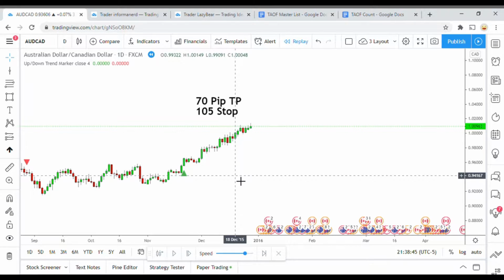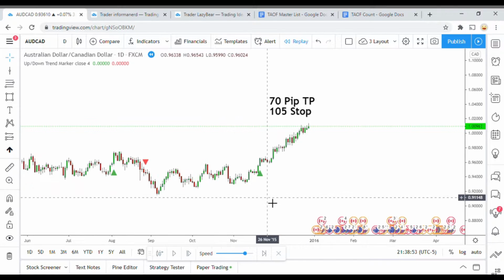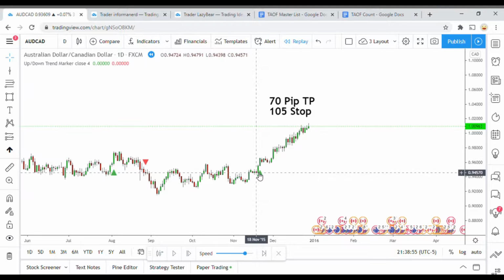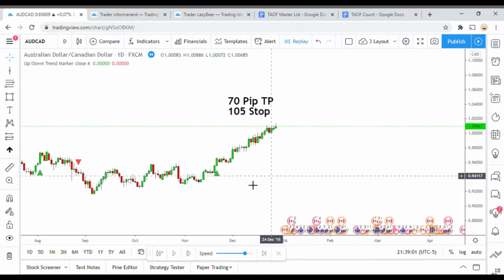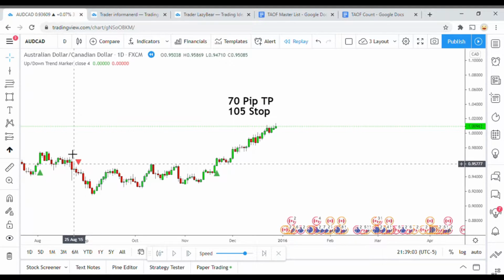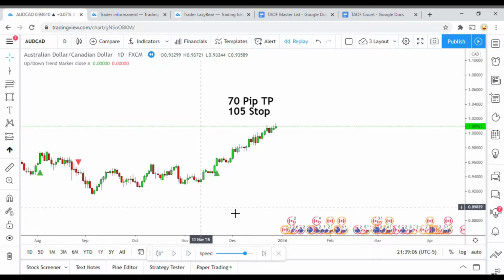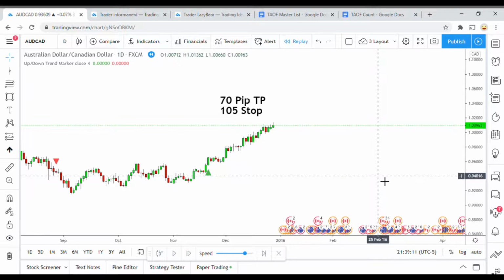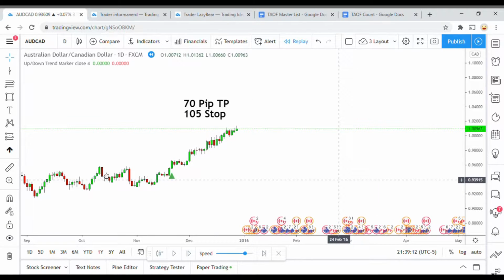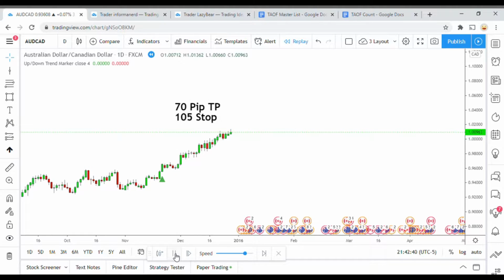Alright, so as I said, today's indicator is the up and down trend marker indicator. There's not a whole lot to this one. We have red markers and green markers. When we get a green marker, that is a signal to go long. When we get a red marker, that is a signal to go short. So pretty simple. Like I said, not a whole lot to it. And so that is basically how we will be testing the indicator today.